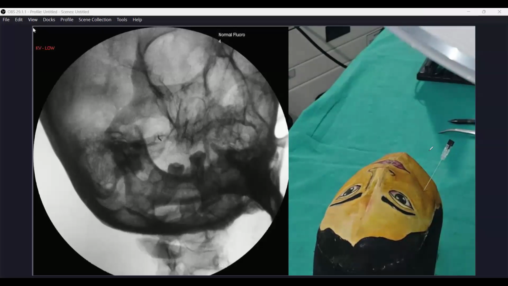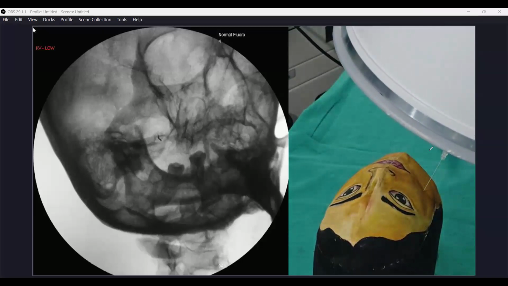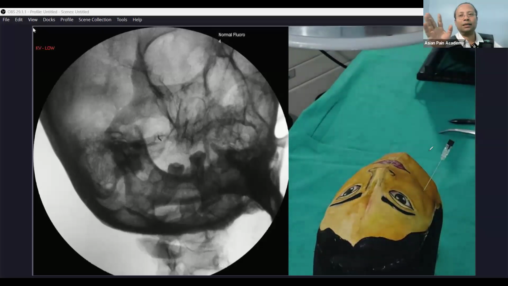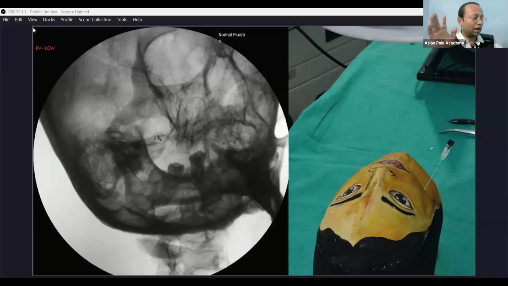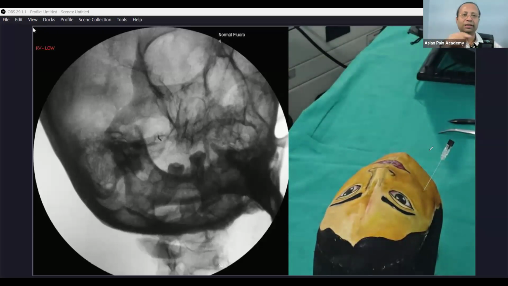How do we decide how much to go in AP and then lateral? Yeah. There is no hard and fast rule that you have to go up to 2 centimeters and then stop.